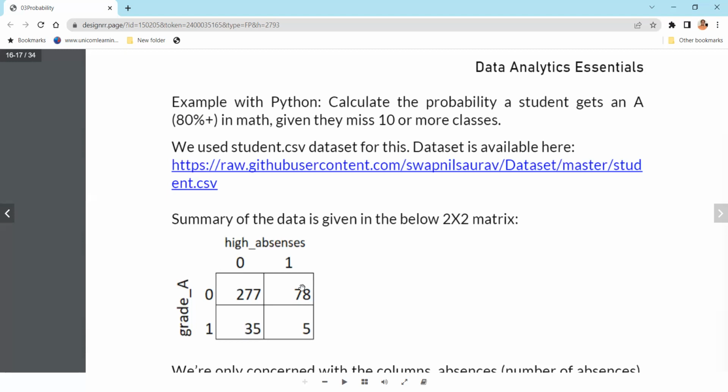Okay. This will help you to write your story. When you write your story, this is how you will analyze. Data will give you this 2 by 2 matrix. What does this 2 by 2 matrix say? Now tell me, if you belong to this class, what is the probability that you will get grade A?